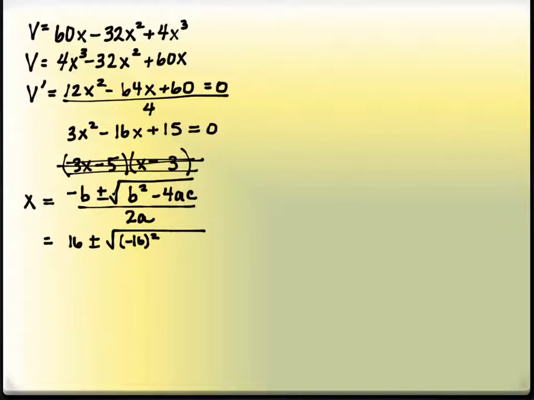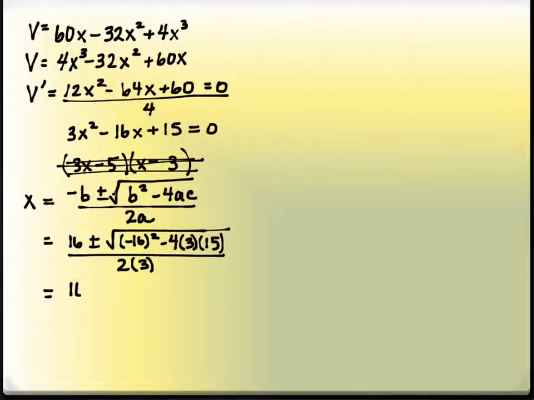And it is 256, isn't it? I think that's the value that you get when you square that. Minus 4 times A, which is 3, and C, which is 15. Good. All over 2 times what? 2 times 3.